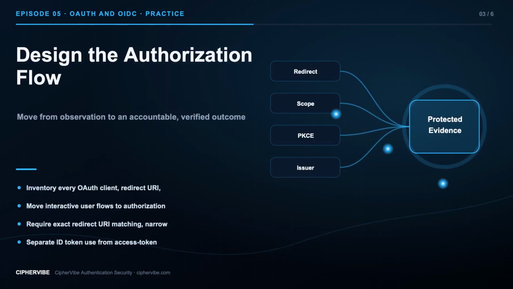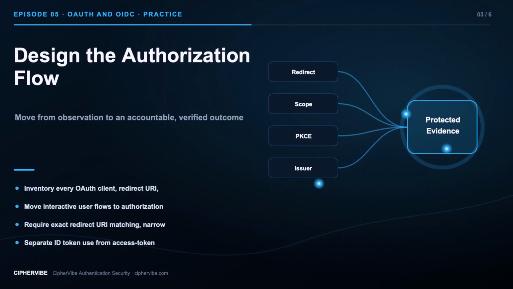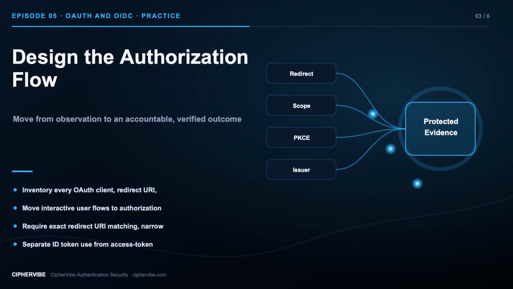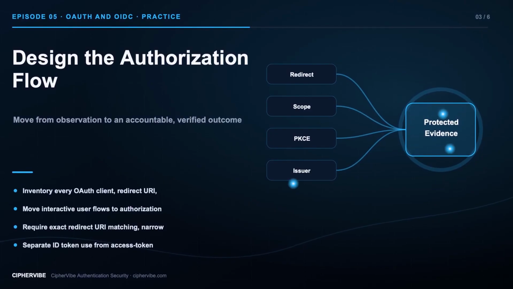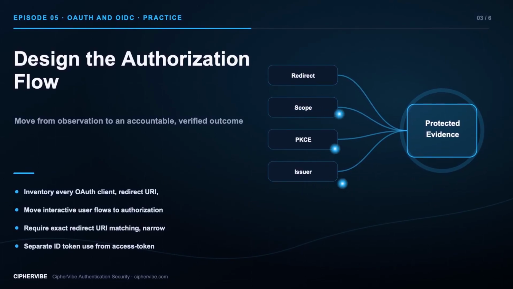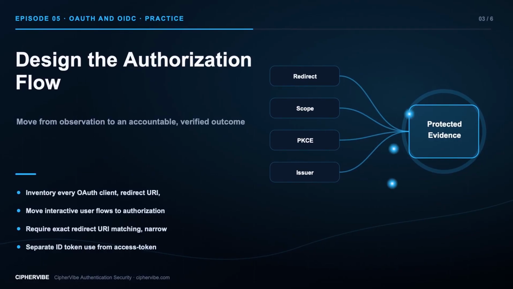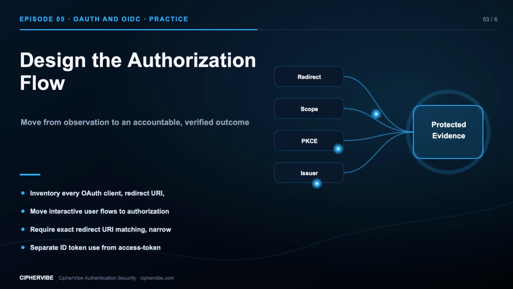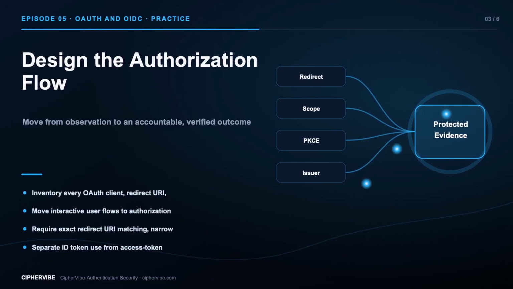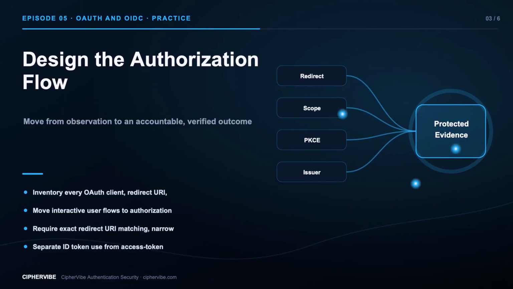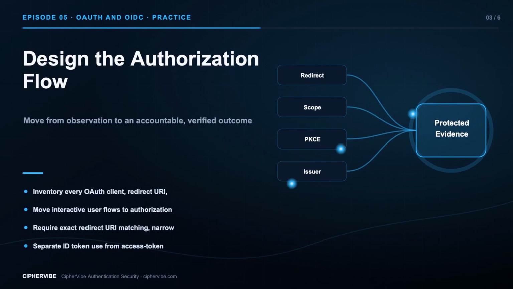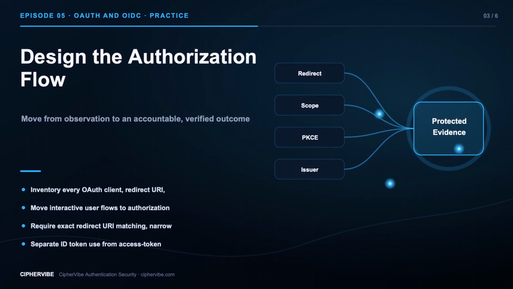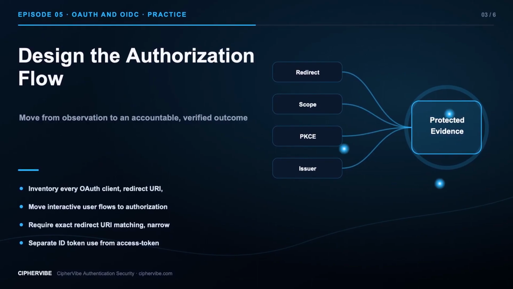Now turn the mental model into a repeatable workflow. First, inventory every OAuth client, redirect URI, grant type, scope, consent grant, token lifetime, issuer, resource API, and storage location. Second, move interactive user flows to authorization code with PKCE and remove legacy or risky grants where possible. Third, require exact redirect URI matching, narrow scopes, tenant restrictions, issuer validation, and audience validation.